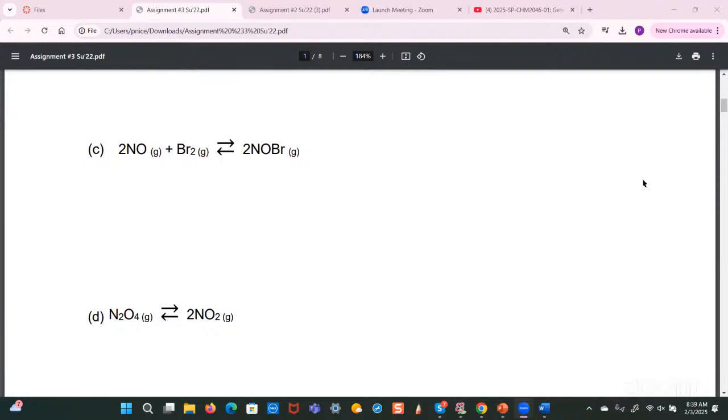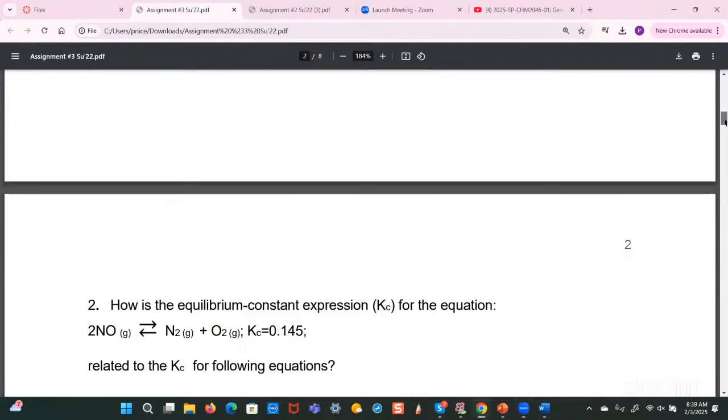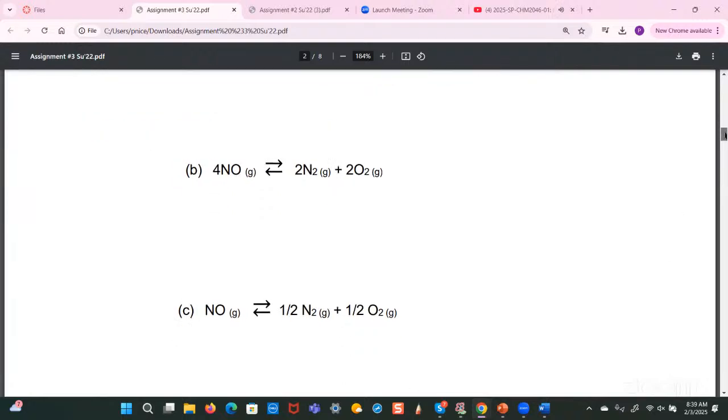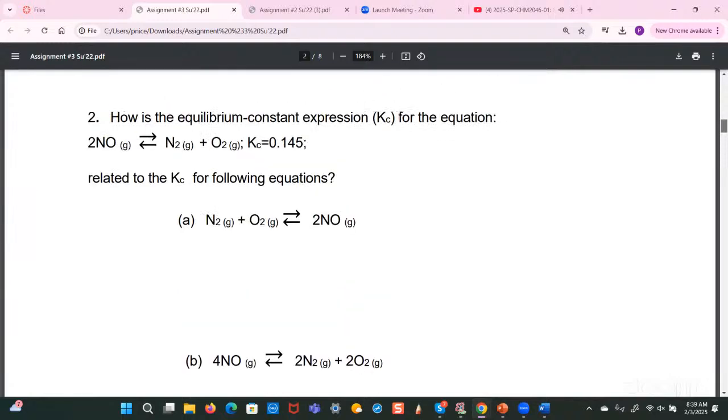Okay, are we finished with the first one? Let me scroll down to number 2. In the case of number 2, they gave you this equation and the Kc value for that equation. They're asking now for the Kc for some other equations, which are derivatives of the first equation. For the first one, what do you think the answer is?